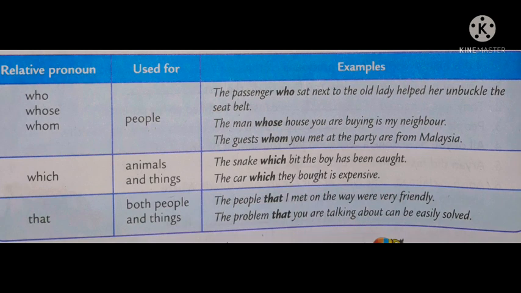The relative pronoun that is used for both people and things. Examples, the people that I met on the way were very friendly. The problem that you are talking about can be easily solved.